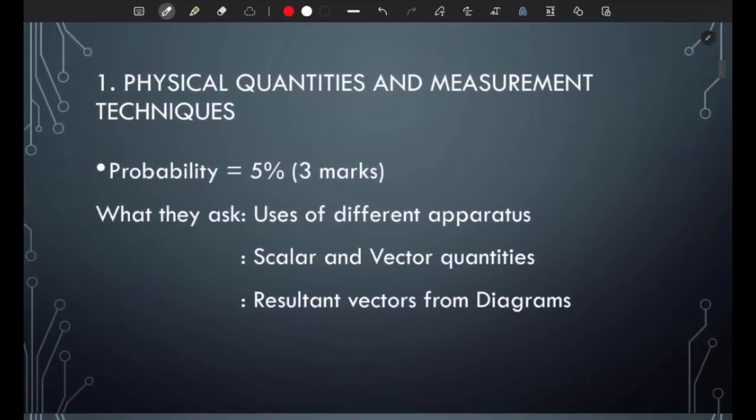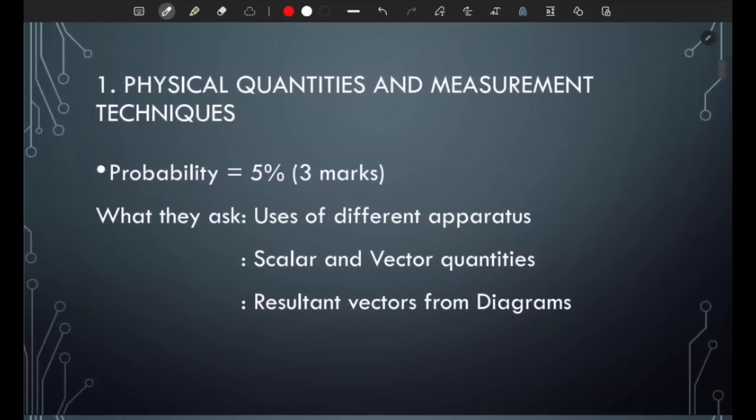So the first topic is physical quantities and measurement techniques. Now this takes 5% of the paper, and on average it has 3 marks, but sometimes it would come with 4 marks or more. So what they ask is, the first one is the use of different apparatus, but this is very uncommon, so you shouldn't expect this. The most common type of question they would ask is scalar and vector quantities. So this is very common.